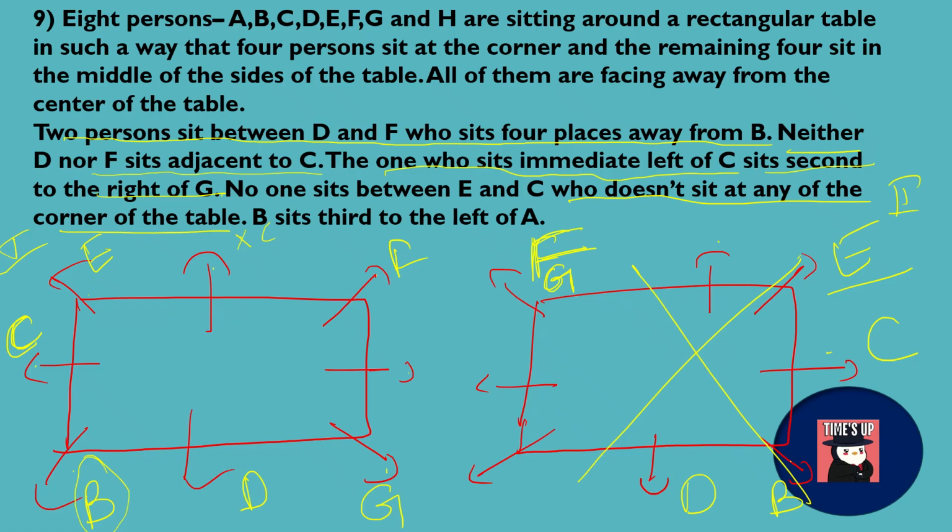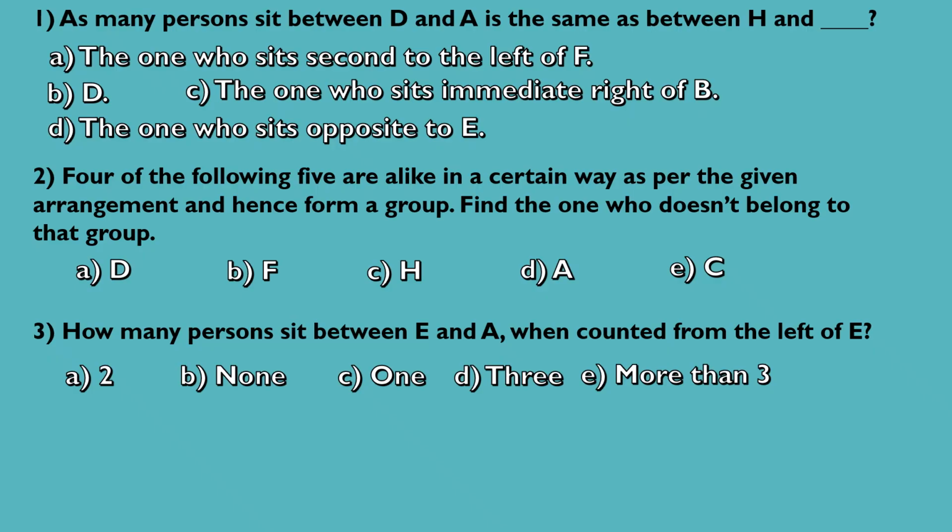What else is left? B sits third to the left of A. So A will be here. 1, 2, 3, A will be here because B sits third to the left of A, they have said. So what is left? Only one person is left, that is H. So H will come here. So this will be your right possibility. Three questions are related to it. Start solving. I'll draw the arrangement here for you all.